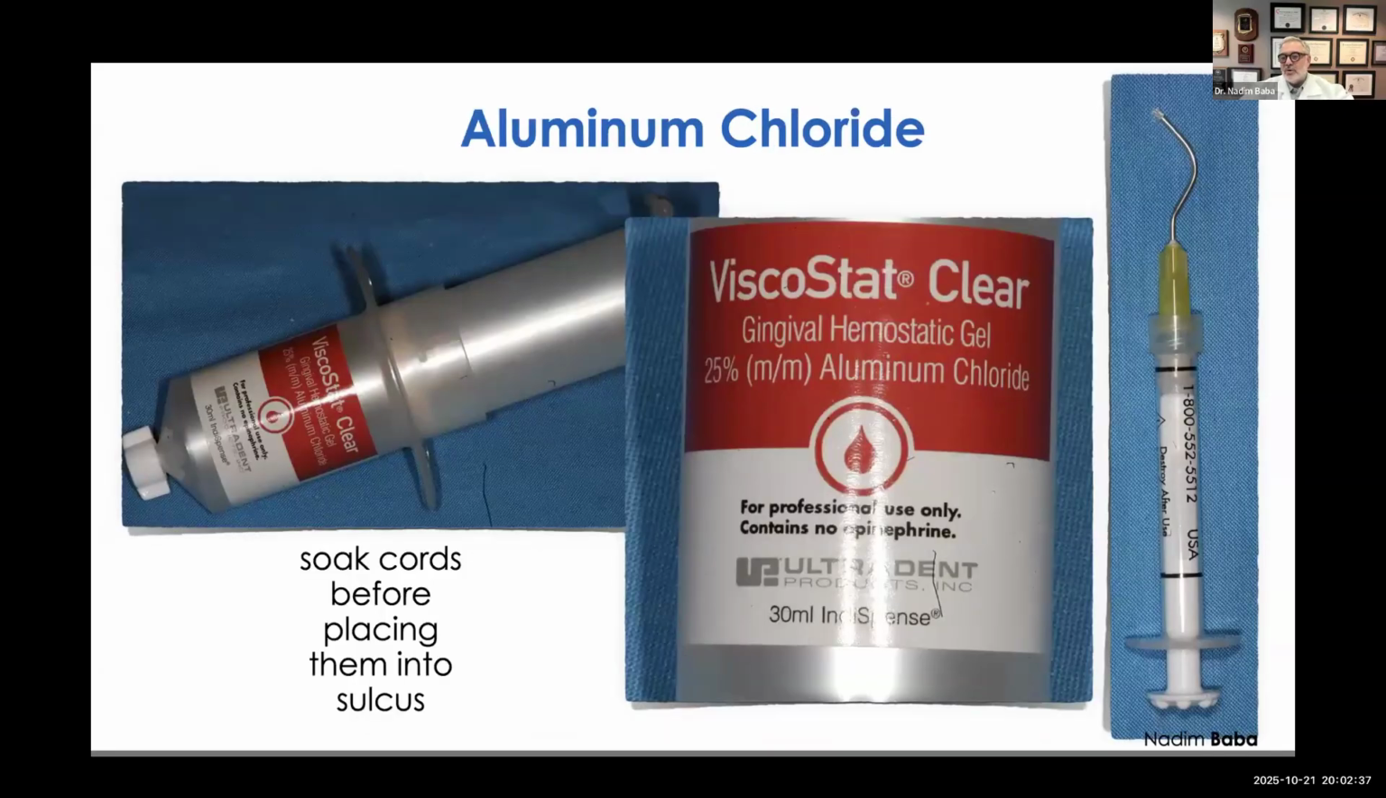I recommend aluminum chloride. I like to use it in a gel format. The one that Ultradent has is great. I like it. I use it with a little syringe with a dento infuser tip, and then I go ahead and tap it on top of the soft tissue.